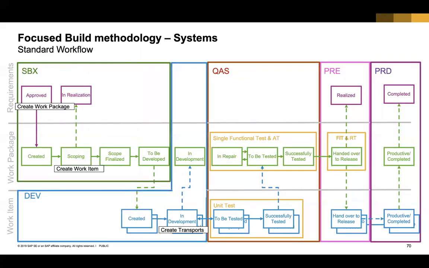And now we see this again, the same set of statuses, but from a system perspective. This is a 4-system landscape that Focus Build supports, from dev, quality, pre-prod, and production, and also a sandbox if you want to have a sandbox. So earlier stages of the requirements, we work in the sandbox environment. Once the development starts, we start in the development environment. Once we go into testing, we go into the QAS environment. Once we are doing release level testing, we go into the pre-production environment. And of course, once we deploy the changes, we go to the production system, right? So this is the system mapping to the same entities, which are requirements, work package, and work items.